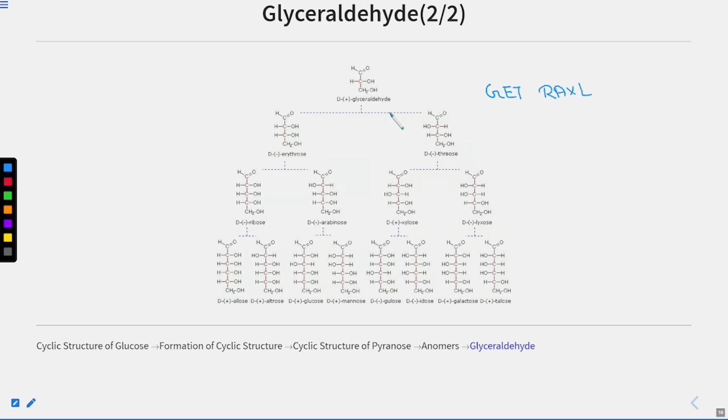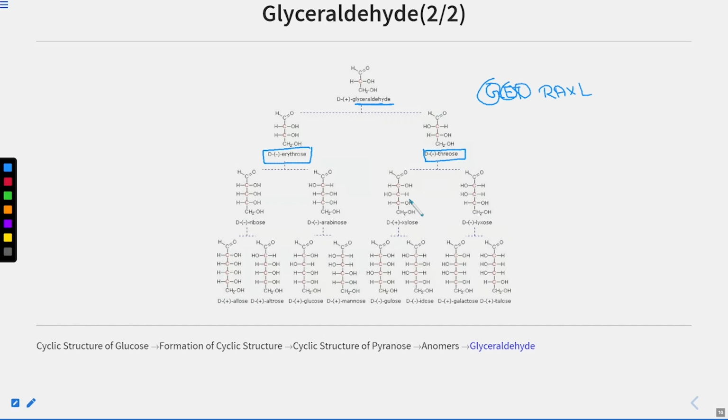How will you follow it? First of all, take the letter G, which forms glyceraldehyde, and it has 3 carbons and only one stereochemical center or the optical center, which has OH on the right side. Now if I move down the flow chart, then we will follow this get Raxal. We have E and T. So E stands for erythrose and T stands for threose.